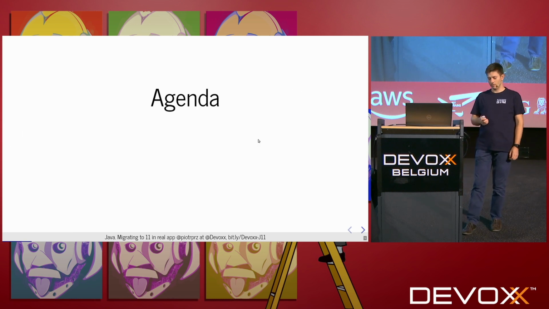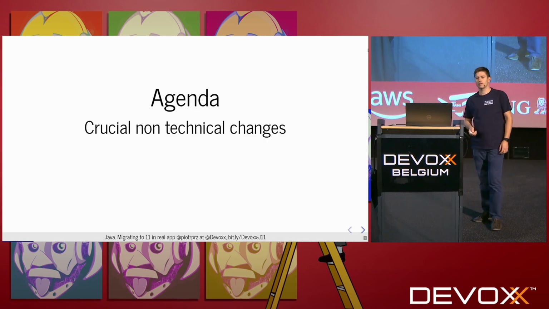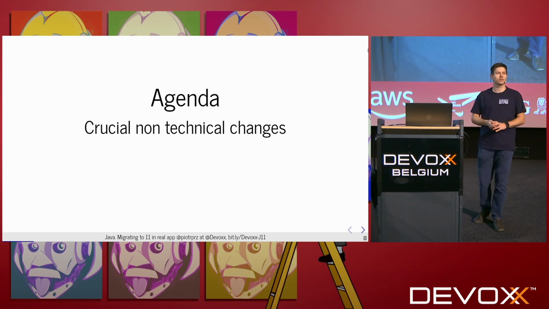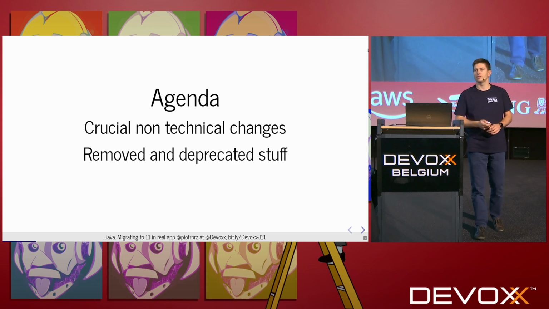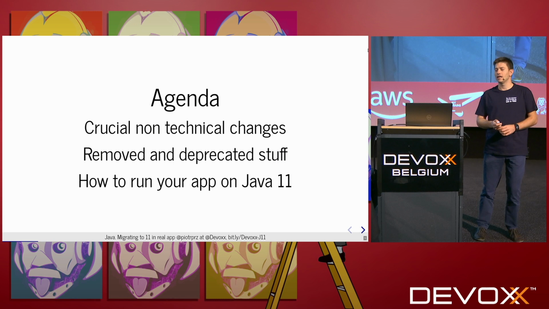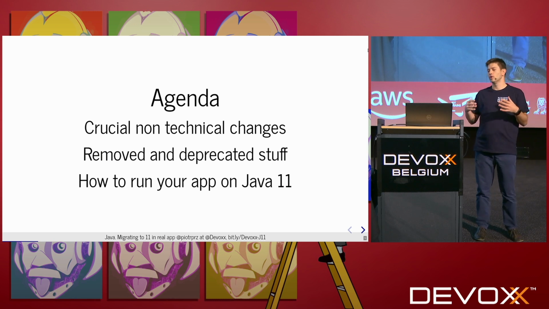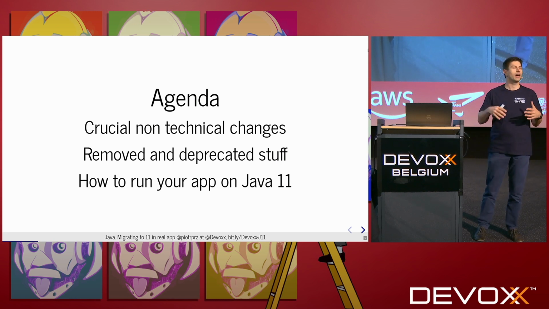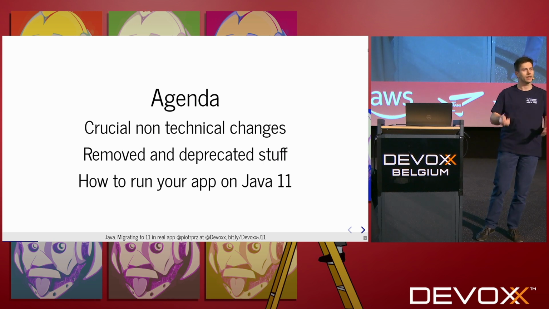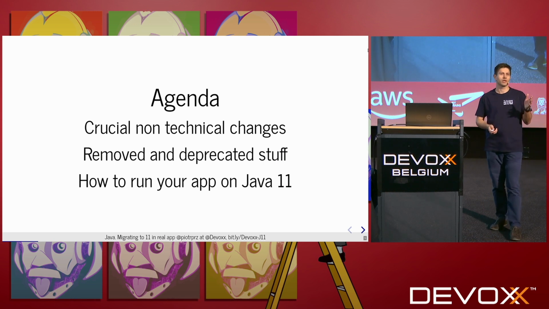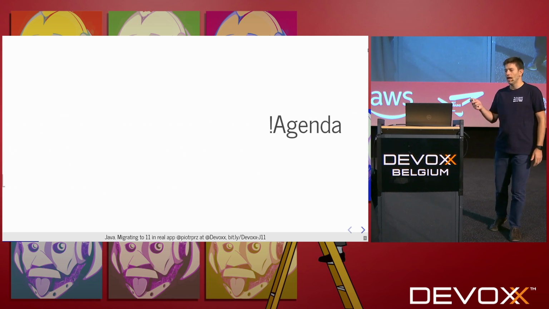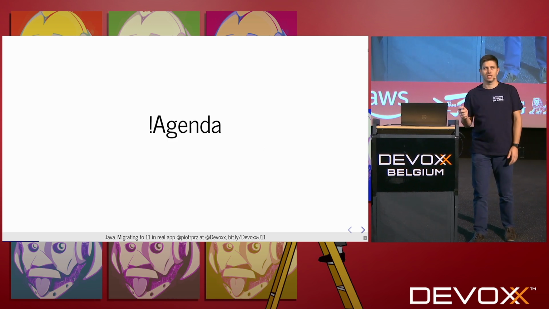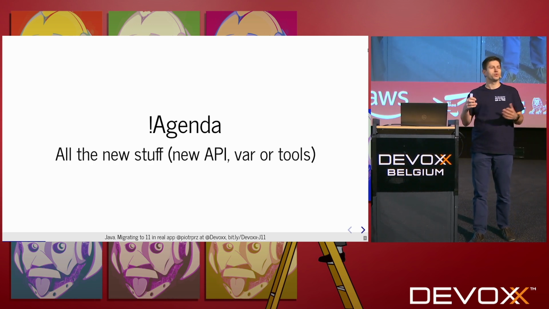So a little agenda for today. What are we going to talk about? We are going to talk about crucial non-technical changes. We're going to cover removed and deprecated stuff. Basically this talk is about how to run your application on Java 11. Not how to rewrite it for Java 11, but how to run it on Java 11, provided it was working on JVM/JDK 8. And what's not covered in today's agenda is all the new stuff.